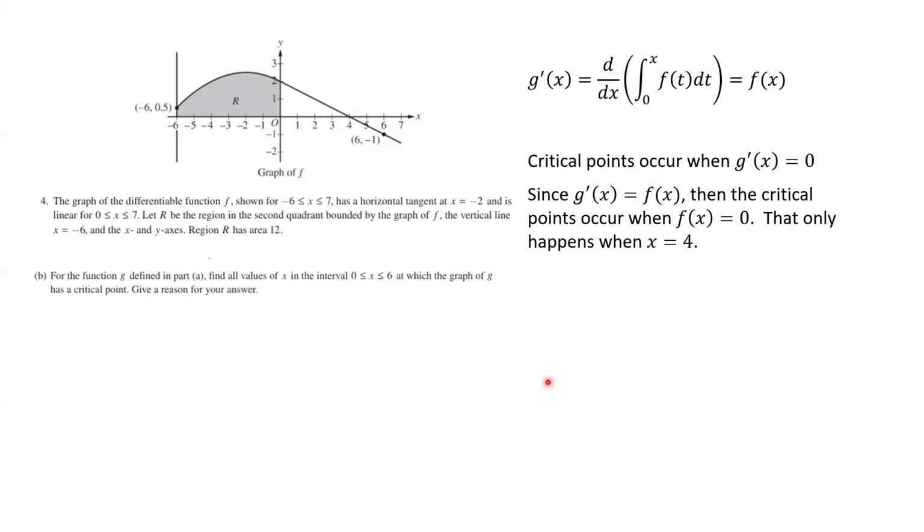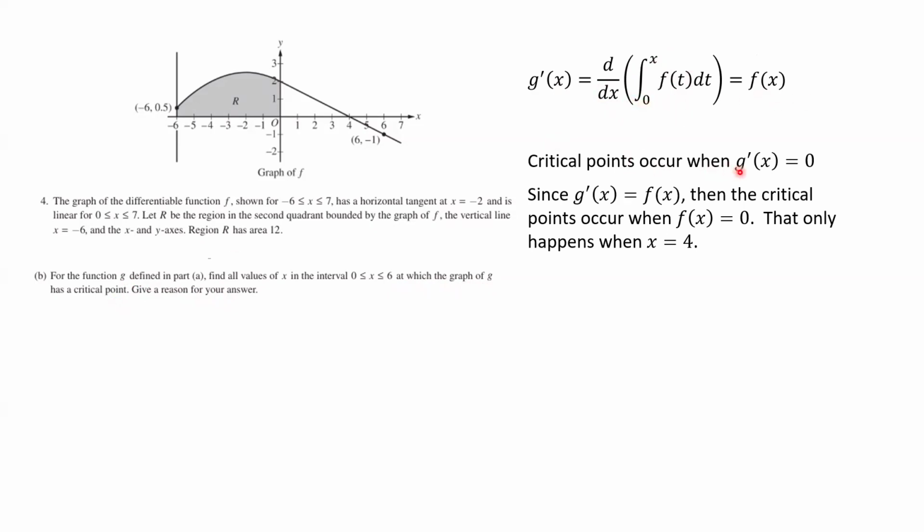Part B. For the function g defined in part A, find all values of x in the interval between 0 and 6 at which the graph of g has a critical point. Give a reason for your answer. To find the critical point, we need to find g prime. I just wrote g from the previous slide, and we want to differentiate this. This is the fundamental theorem of calculus, so it'll just be f of x.